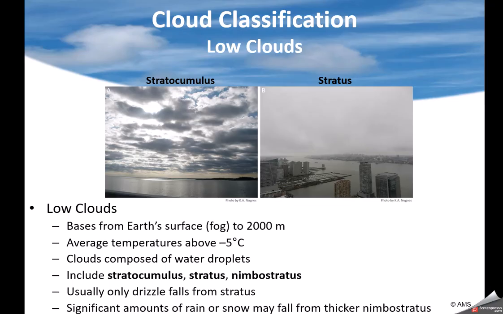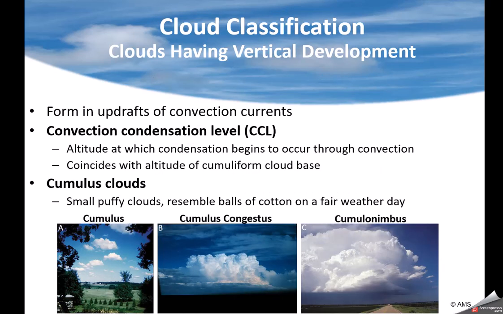Finally, as we get down, we have stratocumulus or stratus clouds, or even nimbostratus, where precipitation occurs. Cumulus clouds are just puffy clouds, and when they become bigger, like cumulus congestus, a towering cumulus cloud, and finally you get a cumulonimbus or a thunderstorm out of it.